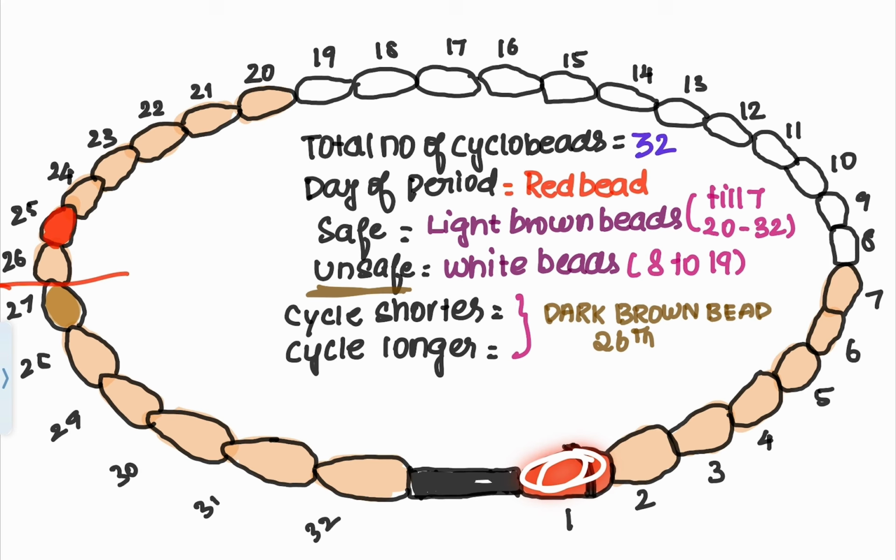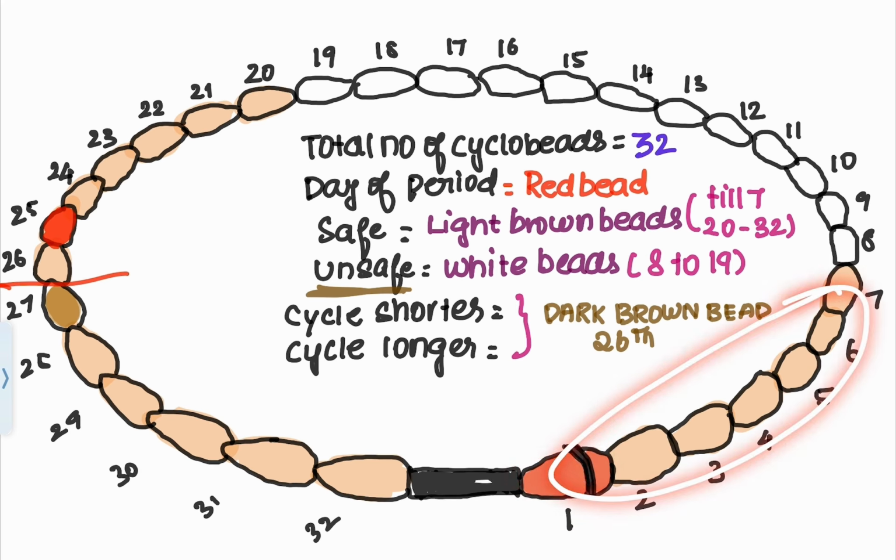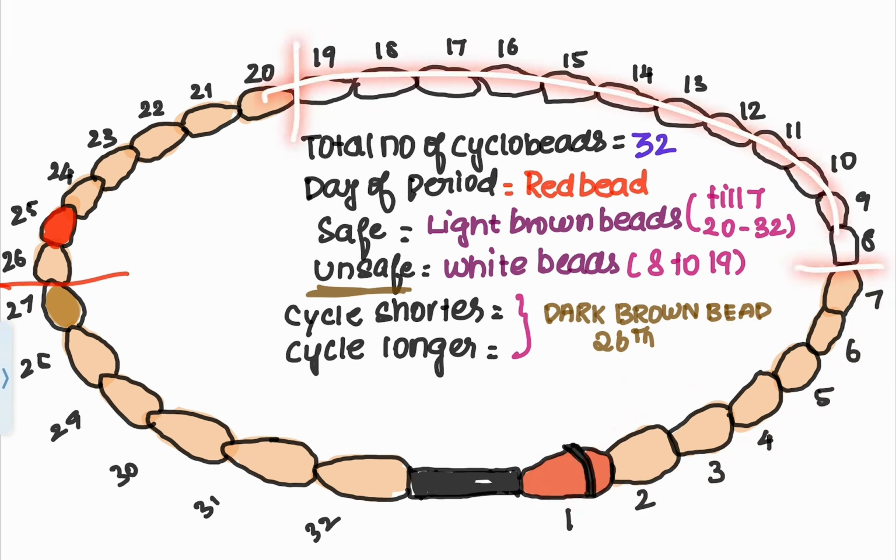So day 1 is the actual day of menstruation, that is red in color, and from day 1 to day 7, this is the safe period to have coitus. But starting from day 8 until day 19, this is the unsafe period to have coitus. So please avoid any act of coitus in order to prevent any conception. And then resuming from the 20th till the end, it is again the safe period to have any act of coitus.